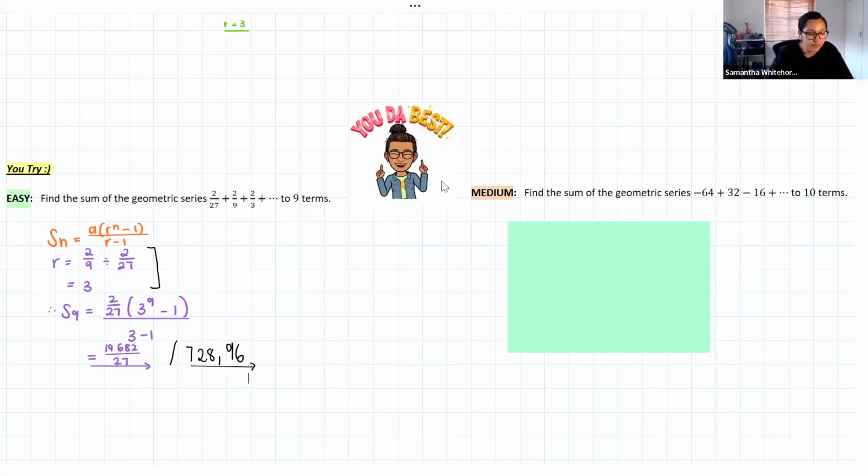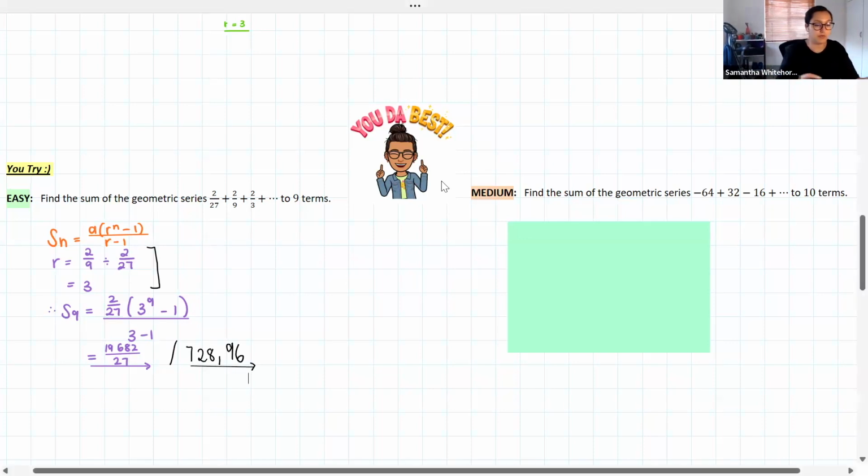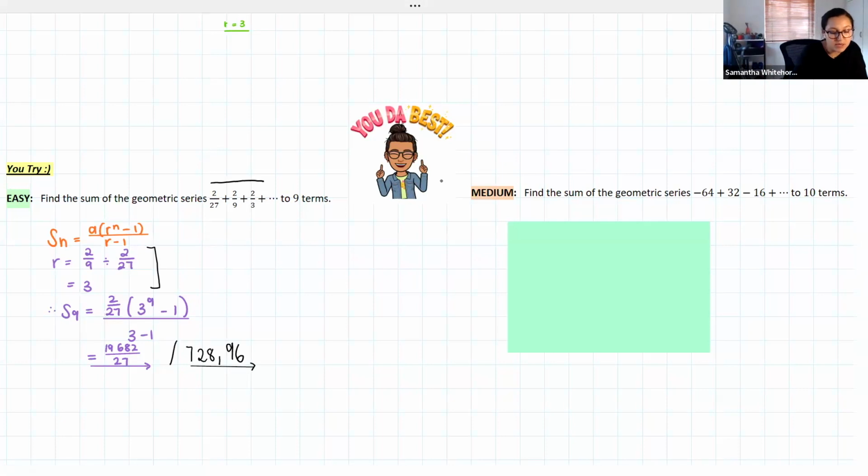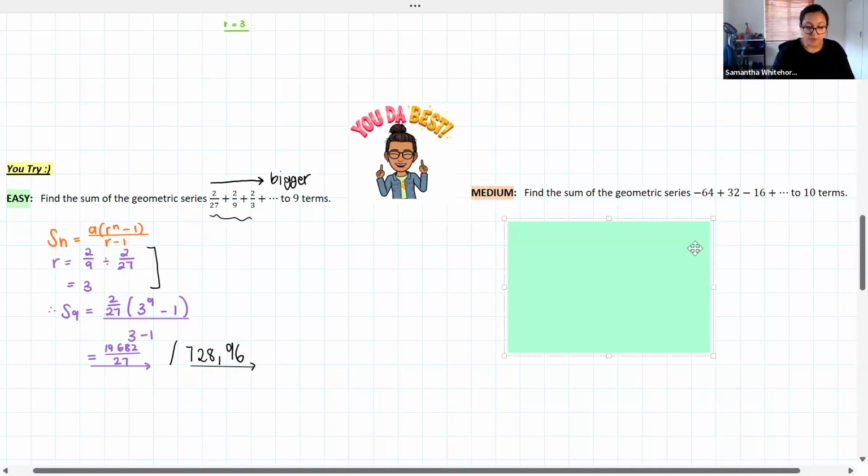Alrighty, now this makes sense for this series because if you have a look, these numbers are getting bigger and bigger and bigger. So our sum should hopefully be getting bigger and bigger than the actual terms that we have here. So that's one way to sort of check and see if you're on the right track. So that becomes important now when we go to the medium question.